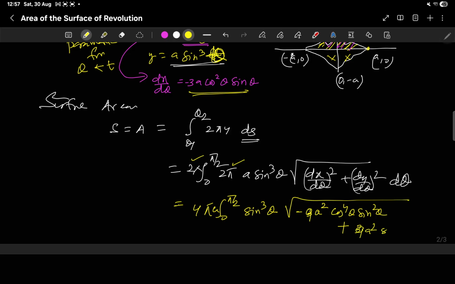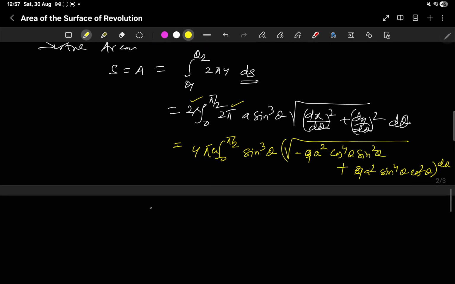a square sin⁴θ. Derivative of sin θ is cos θ, square again, so cos²θ, and it is my dθ. Okay, so this is equal to 4πa integral 0 to π/2, sin³θ.